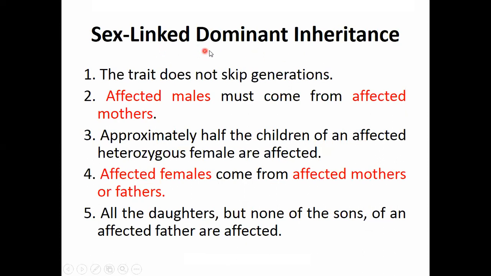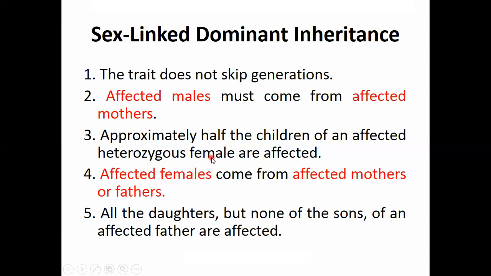The next is the sex-linked dominant inheritance pattern. And what are the characteristics of these traits? X-linked dominant traits do not skip generations. It means if parents are affected, then they must affect their offspring. Affected males must come from affected mothers. Approximately half the children of an affected heterozygous female are affected.